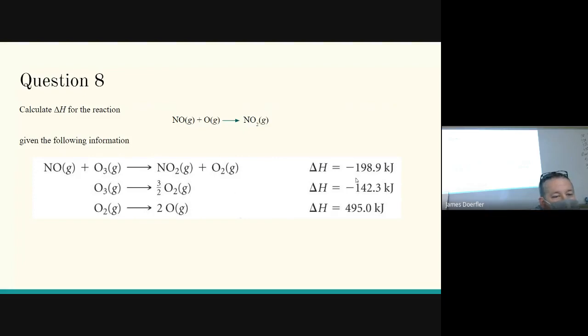So first one, no change. Second one, flip. Change the sign on delta H. Third one, flip and divide everything by 2. Change the sign and divide delta H by 2.